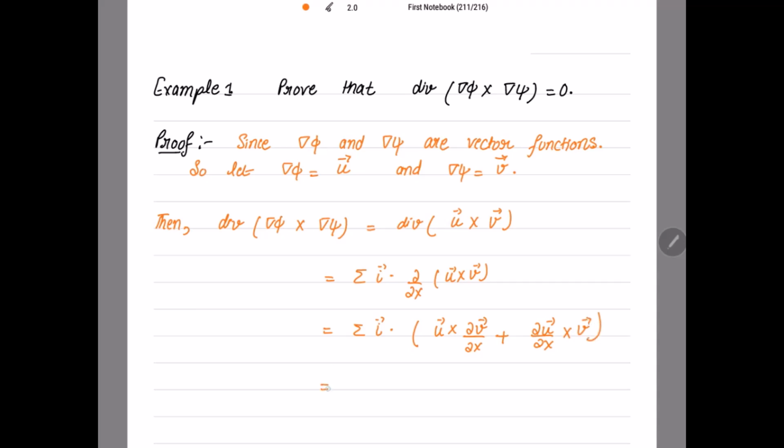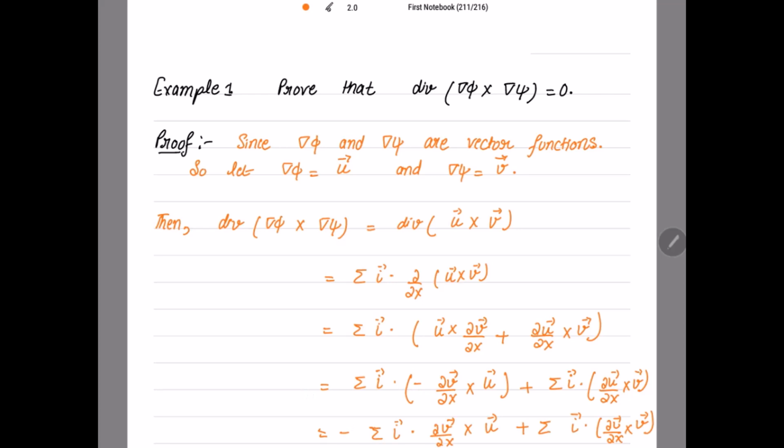Now taking this summation inside with both of these terms. But before that I need to interchange u cross curly v by curly x into minus curly v by curly x cross u. So this plus summation i dot curly u over curly x cross v. So this is equal to, taking this minus sign outside.